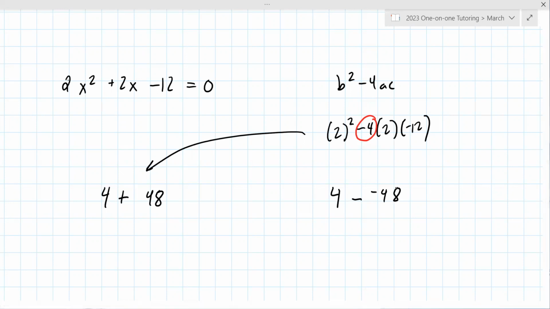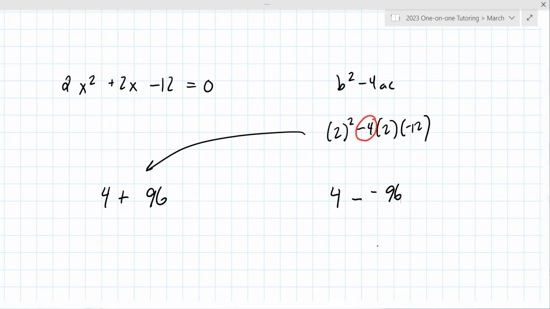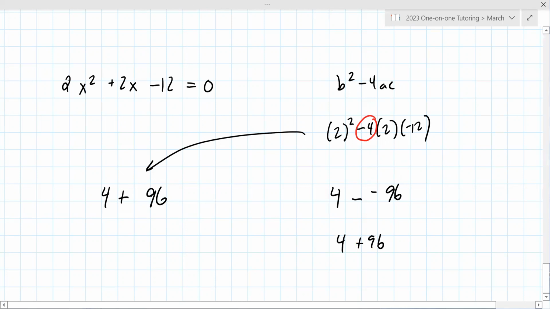Wait, do you mean 96? What I'm saying is you get the exact, sorry, 96. Yes, sorry, that's really bad. Negative 96. Okay, gotcha. I was focusing on something else. So the point is, either way you're going to get 4 plus 96. So which way do you want to do it?